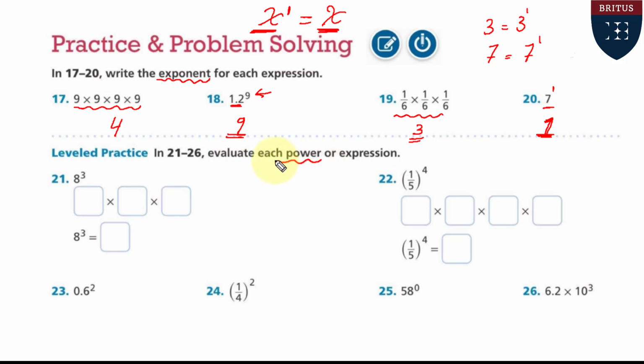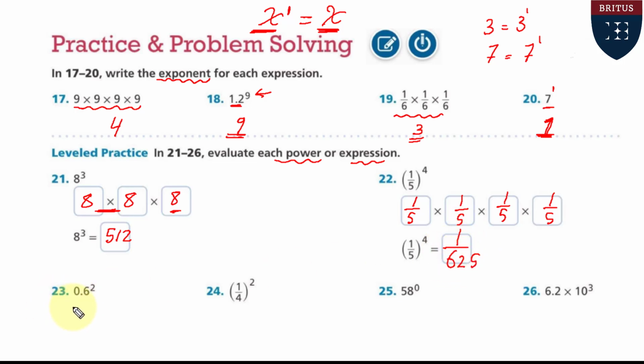We said, evaluate each power or expression. We need to find the final value. Don't forget, 8 cubed is 8 times 8 times 8. 8 times 8 equals 64. 64 times 8 is equal to 512. 1 over 5 raised to the power 4. So I will repeat 1 over 5, not 5, guys. Pay attention. 1 over 5 times 1 over 5 times 1 over 5 times 1 over 5. So we get 1 over 625.